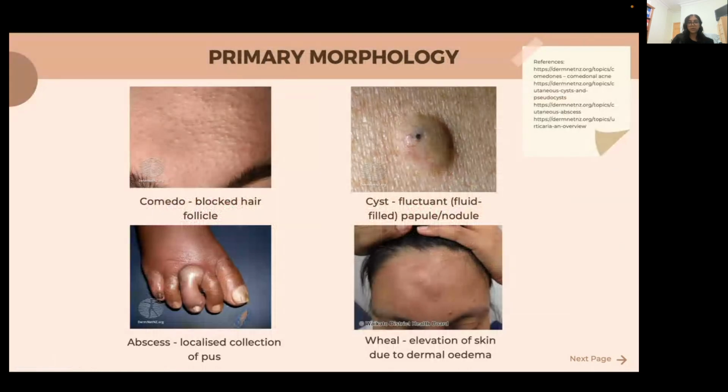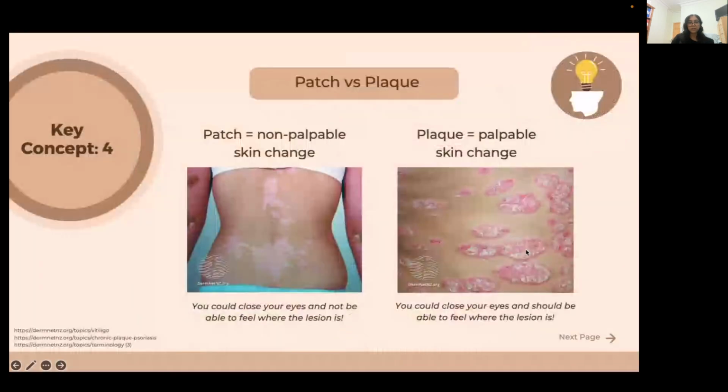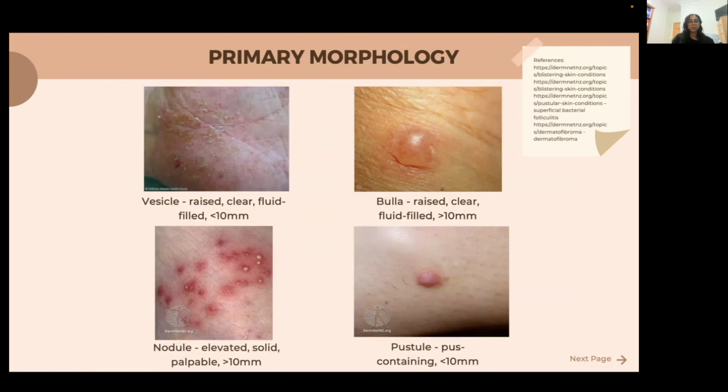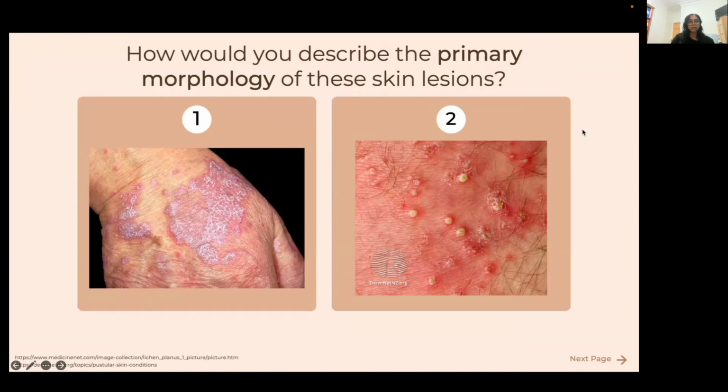I know there's a lot of different terminologies, but just going back, the main thing to do when you're assessing is work out, is it big or is it small? Is it palpable or is it not palpable? If it is palpable, is it hard or is it soft? And what's inside if it's palpable? Is it fluid filled? Is it pus filled? Can you move it around with your finger? Those are the main things to try and work out. So here we've got another 2 skin lesions. So how would you describe the primary morphology of these skin lesions?